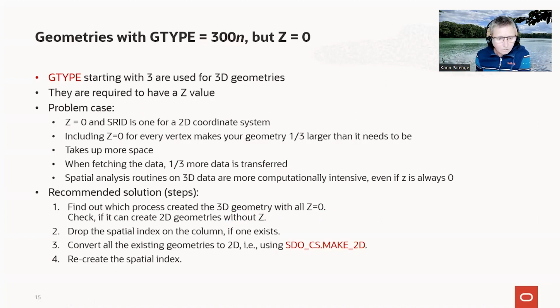So the first thing would be to drop the spatial index on the column if one exists, then convert the existing 3D geometries to 2D geometries. There is a function you can use as part of spatial, which is SDO_CS.MAKE_2D. It makes a 2D geometry from a 3D geometry, and then you can recreate the spatial index, which takes as default 2 dimensions if you don't specify it differently. So this is the way you can handle this situation.